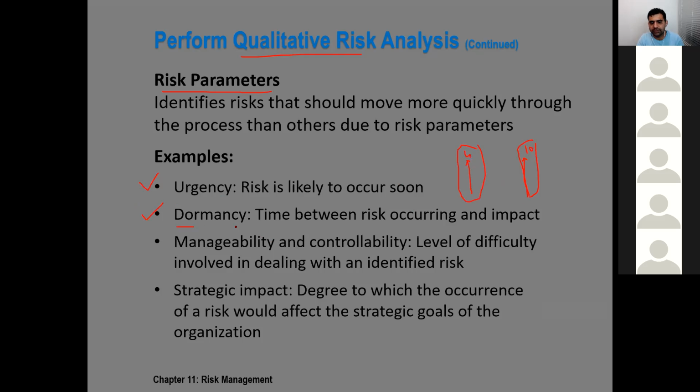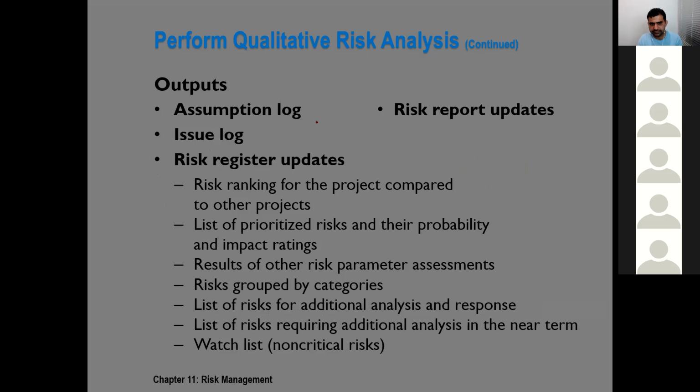So this is dormancy. Then manageability and controllability. A few risks are comparatively easily manageable or controllable, others are very tough. We adopt different strategies based on different risk parameters. Similarly, we also look at the strategic impact of a risk, or group of risks, or the overall risk on the project objectives or the organization's objectives.